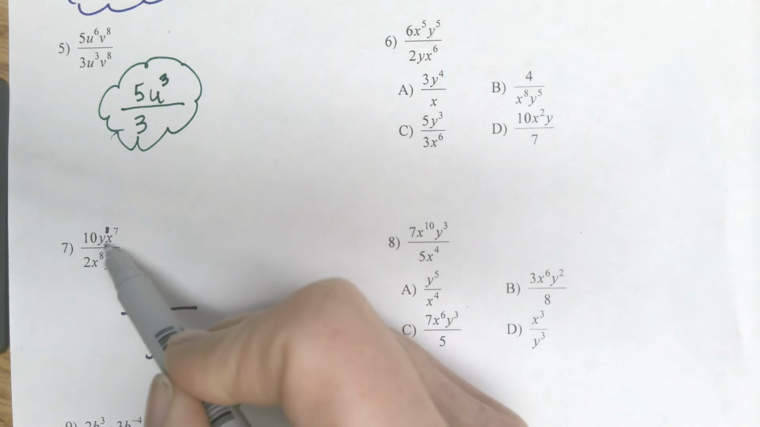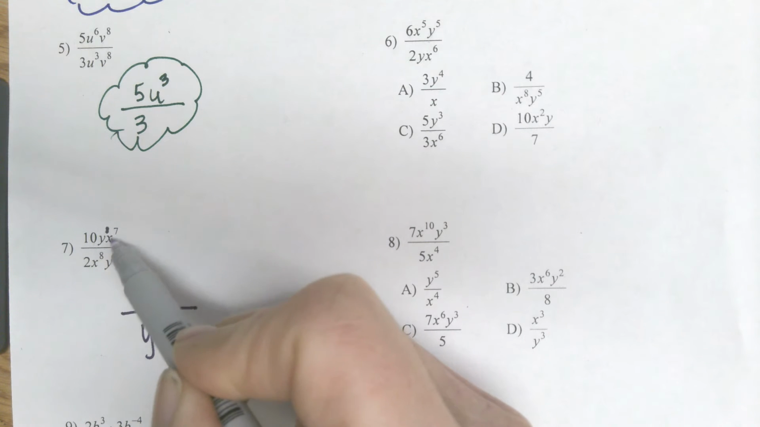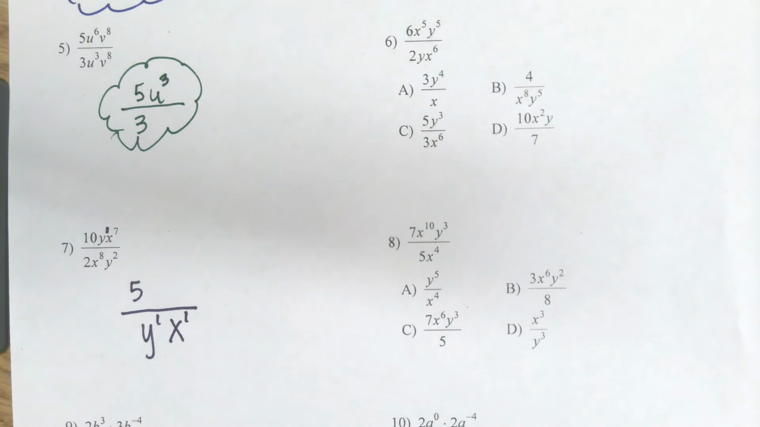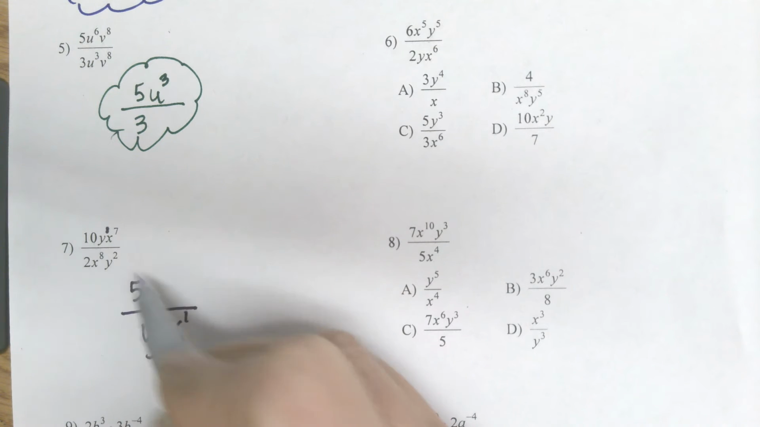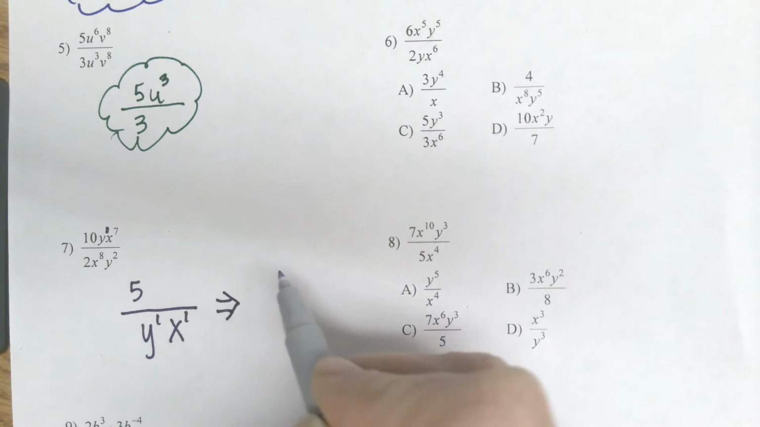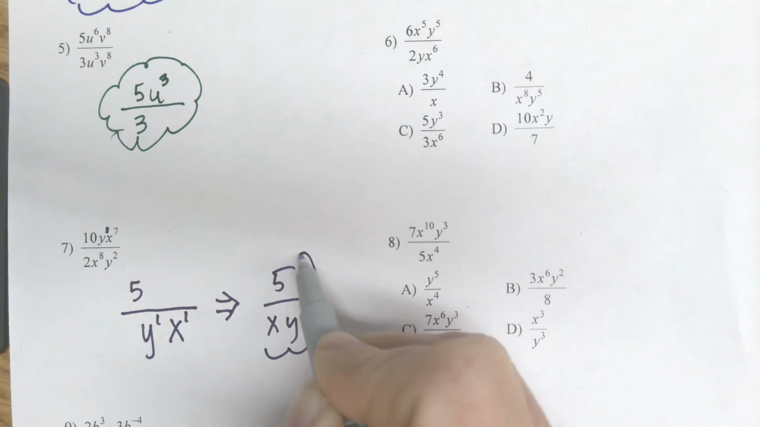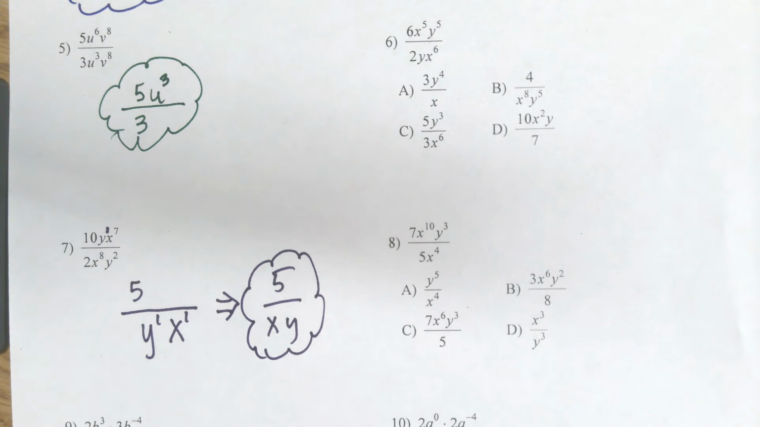Then I look at my x's. I have 7 x's on the top, 8 x's on the bottom. That means I have 1 extra x on the bottom as well. So my final answer then, I would probably write this as 5 over xy or yx, it doesn't matter. But I don't need those first powers on those.